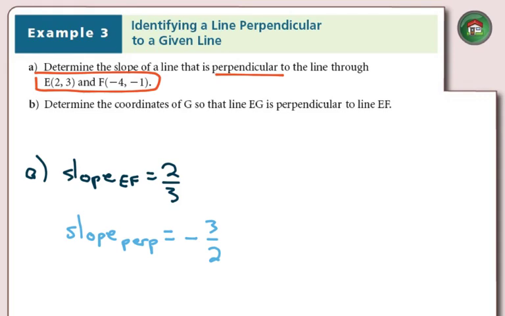B, now this is asking us to find the coordinates of a point so that we can make a perpendicular line. Well, if we look at the slope of our perpendicular, -3/2, we know what our rise is, -3. We know what our run is, it's 2. So that's going to allow us to find a second point to make our line from E to G.